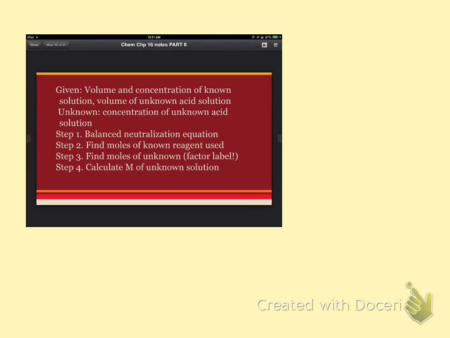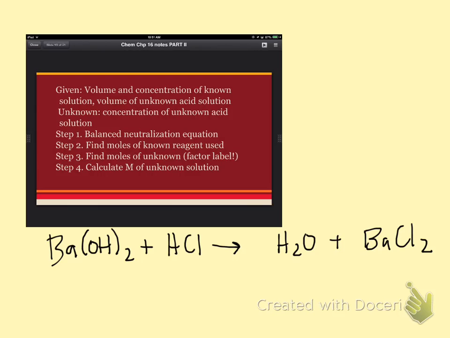Okay, so 4 steps. The very first thing is writing a balanced neutralization reaction. So let's write the balanced reaction for barium hydroxide and hydrochloric acid. There's our formula equation. Balance it. What do you need? Okay, so this balanced equation is going to guide us the whole way through this. What this is saying is that for every mole of barium hydroxide we put in, we can neutralize 2 moles of HCl. Yeah, so I'll commit that to the video.